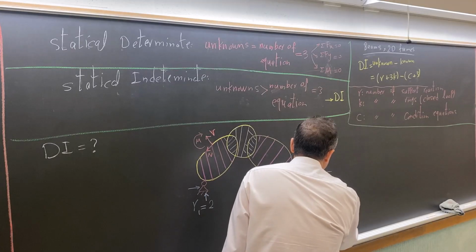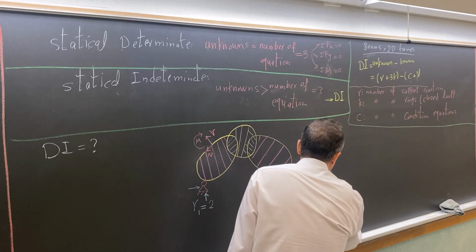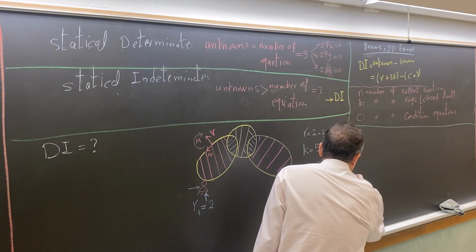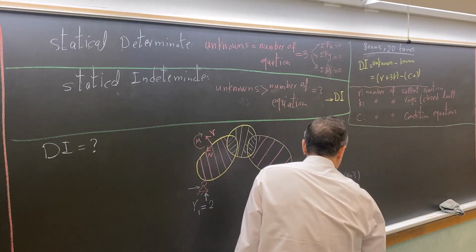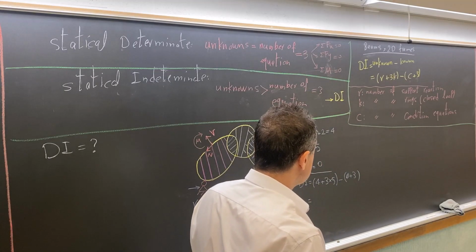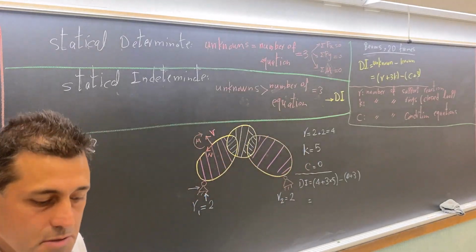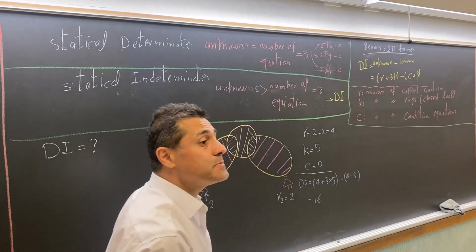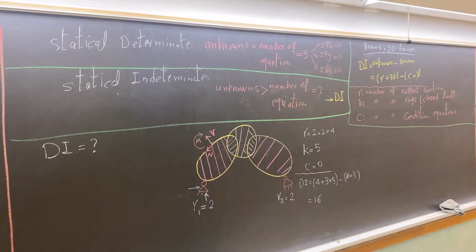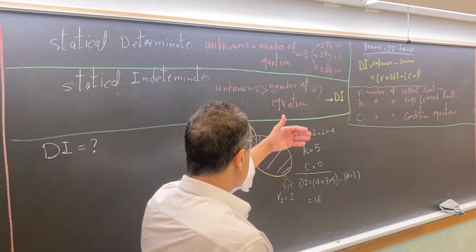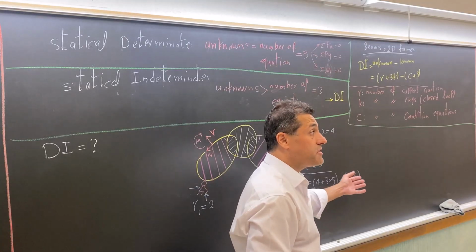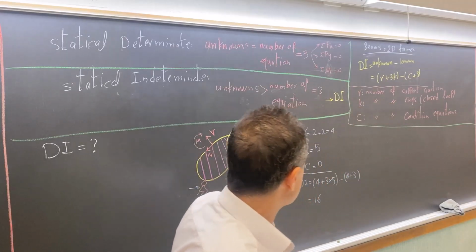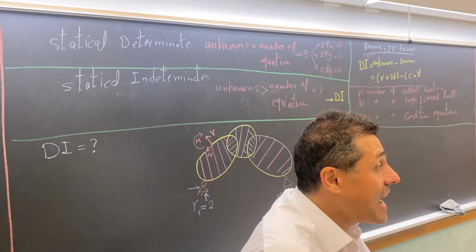Di is R, which is 4, plus 3 times K minus C, which is 0, plus 3. What's the answer? 16, yes. This structure is indeterminate by 16 degrees. It means that in addition to the number of equations, which is 3, we have 16 unknowns. So we cannot analyze this structure using the equations given in the statics course.